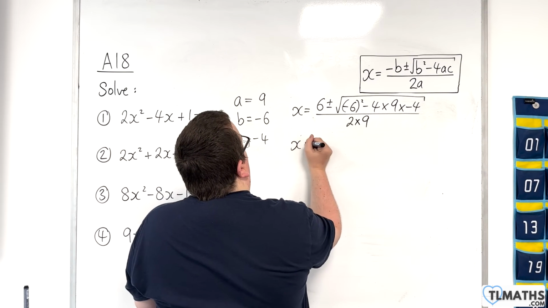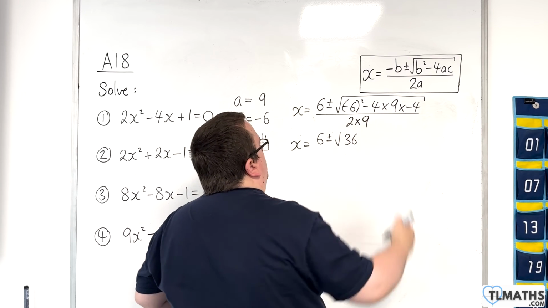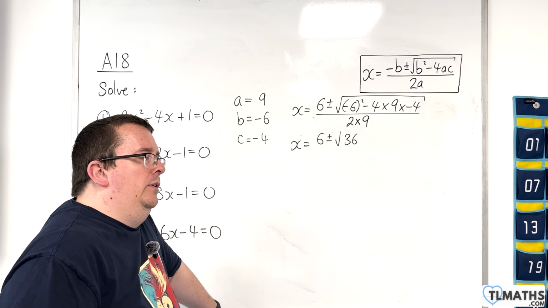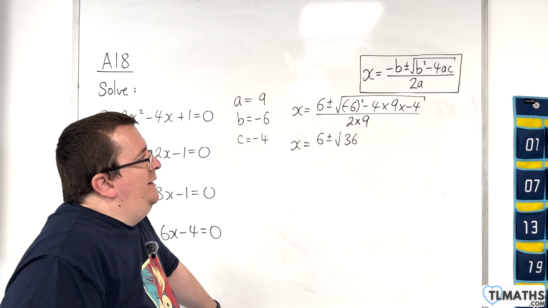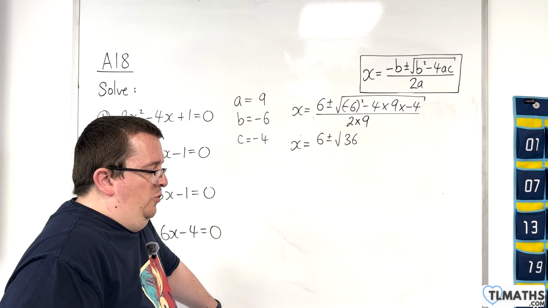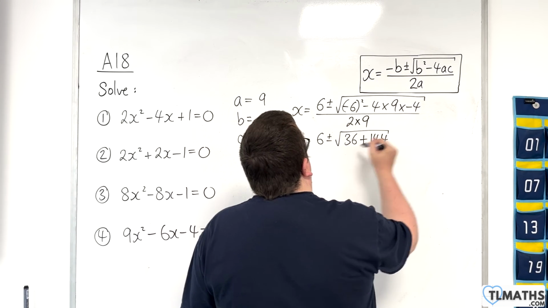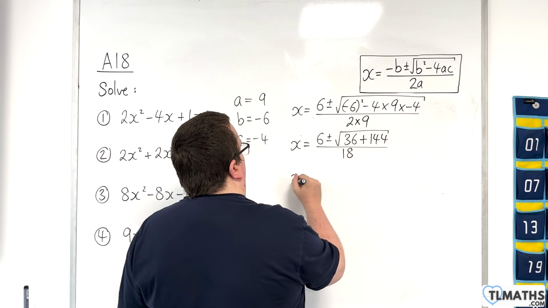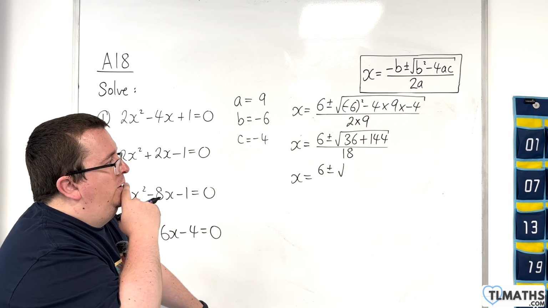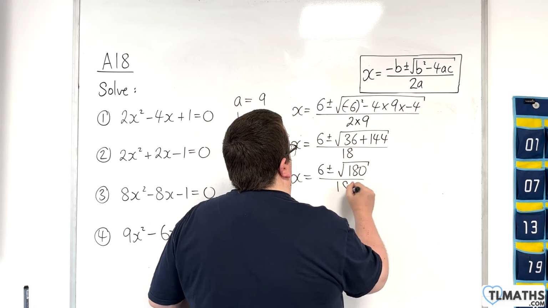Okay, so x is equal to 6 plus or minus the square root of 36. Now we've got 4 times 9 times 4. So 4 9s are 36. Times by 4 is 72 twice, so it's 144. So plus 144 over 18. So 36 plus 144 is 180 over 18.